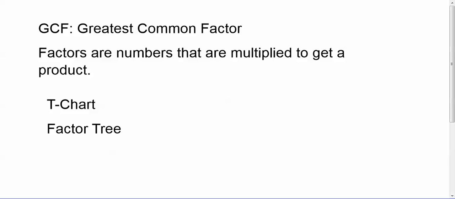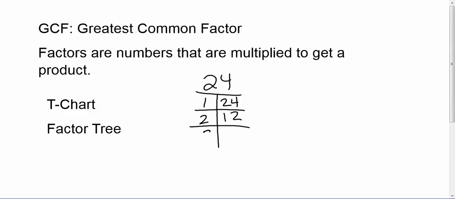So for example, if we're finding the factors of 24, we're looking for a list of all the numbers that will multiply to give you 24. So 1 times 24, 2 times 12, 3 times 8, 4 times 6, okay? And those are all of the factors of 24. Now, that's one way to find the factors.